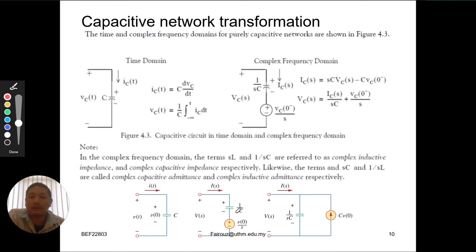And same thing for capacitor. You can represent the initial condition as voltage source and take note of the polarity, and also you can represent the voltage source as a current source, but it is now in parallel with the capacitor.